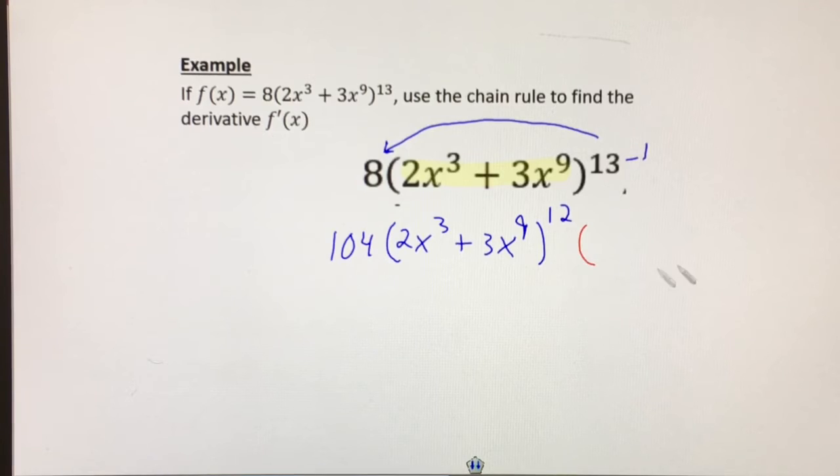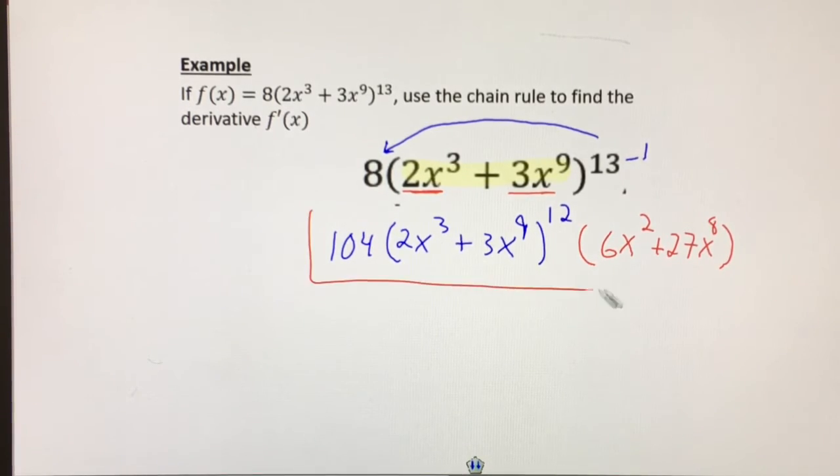One more step. I'm going to set up my parentheses in the back end, and you just come in and take the derivative of the guts. So the derivative of 2x cubed is 6x squared plus 27x to the 8th. Done. You're not expected to FOIL this out or distribute or anything. No. The whole thing is the answer.